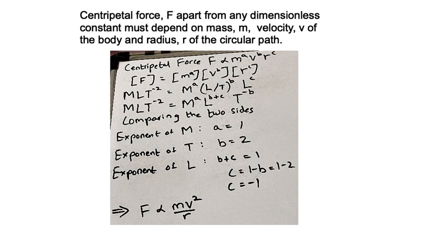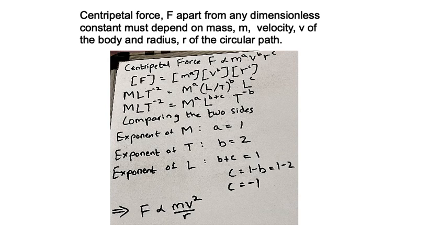Then we will compare these two sides, and we can find out the values for these constants a, b, and c. When we compare the exponent of mass on the left hand side and the right hand side, on the left hand side we have m raised to 1, and on the right hand side we have m raised to a. So we get that a is equal to 1. Then let's compare the exponent for time. The exponent for time on the left hand side is minus 2, and on the right hand side is minus b. So we get that b is equal to 2.